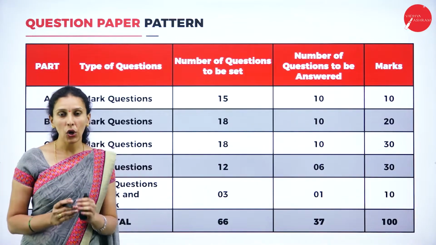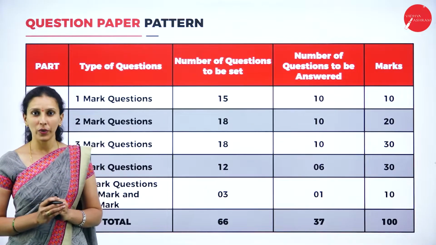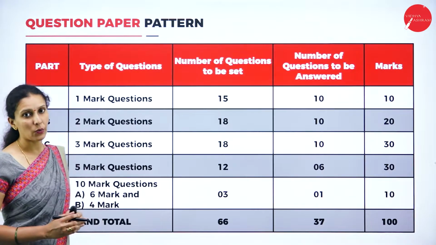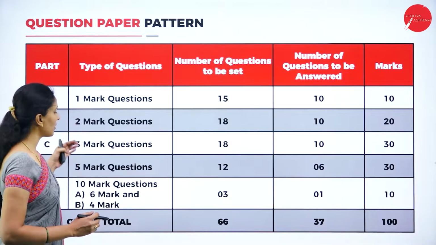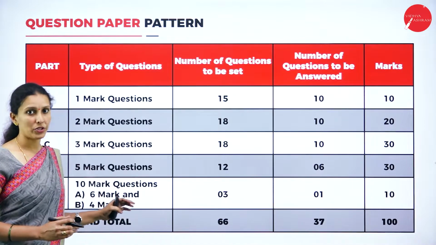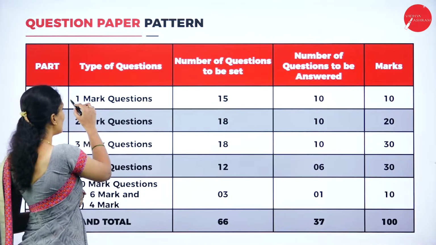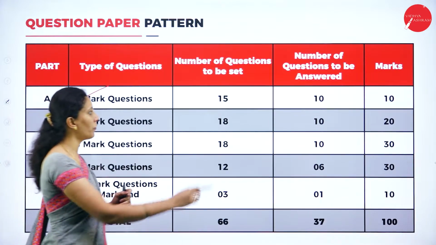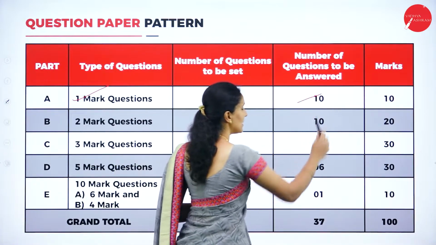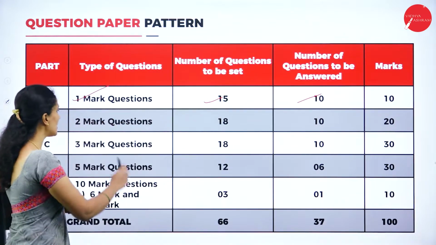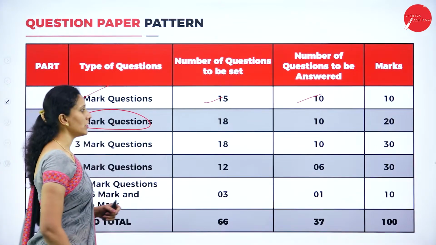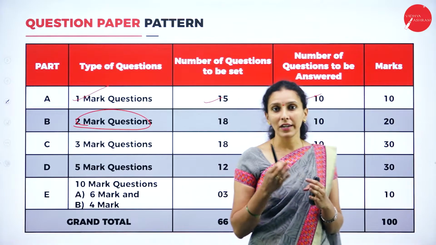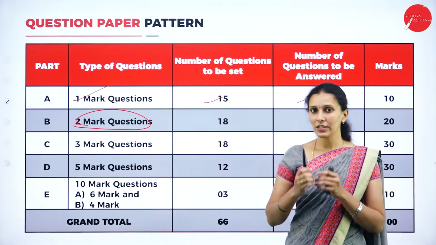Before that, let's see the pattern of your question paper. As I said, you will have 5 parts in your question paper: 1 mark, 2 mark, 3 mark, 5 marks and 10 mark questions. In the last session, we completely discussed 1 mark questions. Out of 15, attend only 10. In this session, let's see how to answer 2 mark questions, and you have to choose only 10 questions from 18 questions.